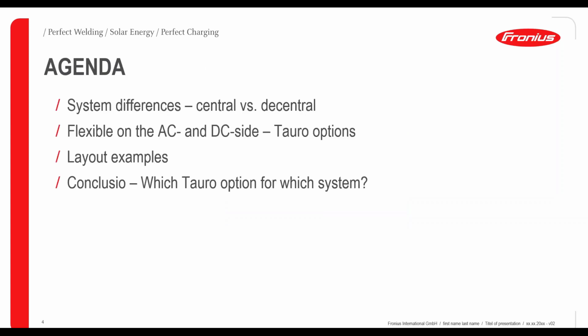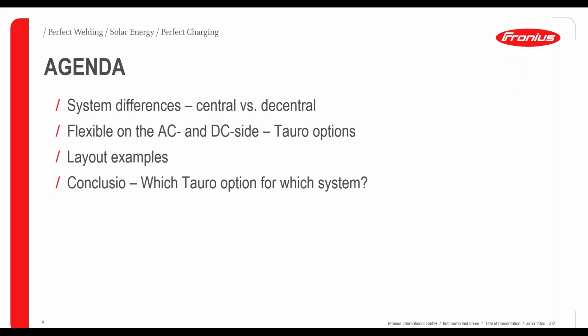Then I quickly want to show you the agenda, the subtopics for today. First of all, we want to take a look at system topology. What's actually the difference between central and decentral on a PV system? I know it's mostly known by you, but anyway, I want to show it again to pick out a few topics. Then we want to go on to the Tauro options. Because of the topic before, central and decentral, we want to take a look at what's good with the new Tauro. What can we do on the AC and on the DC side? What's so flexible about this product?